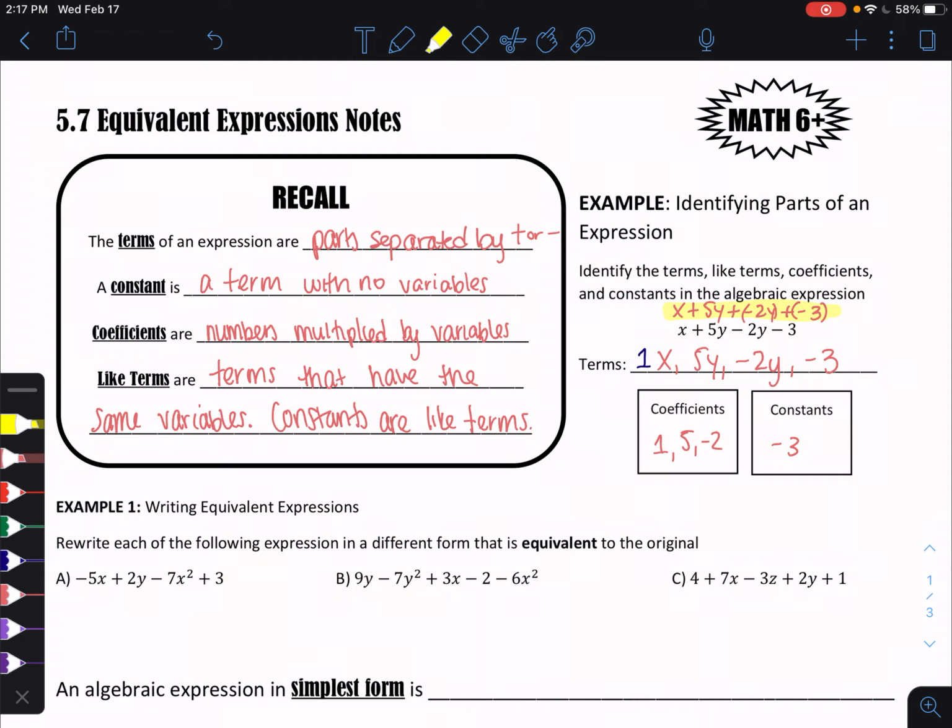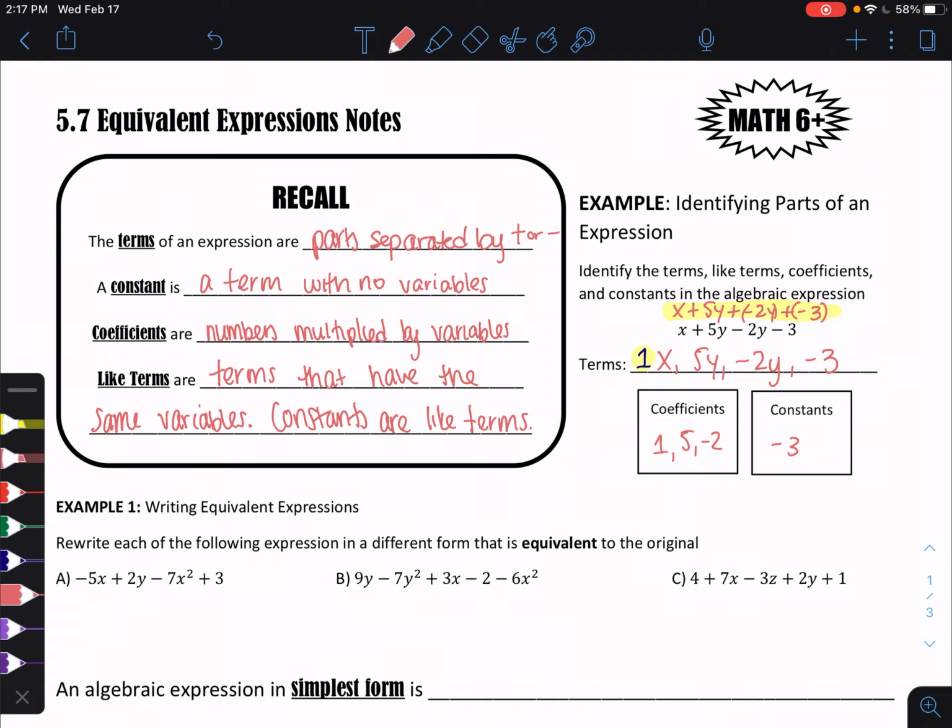Now the coefficients are the numbers in front of the variables, the numbers multiplied by the variables. So there's a 1 in front of the x. We've talked about that briefly. There's a 5 in front of the y, and there's a negative 2 in front of another y. And then the constant is going to be negative 3.